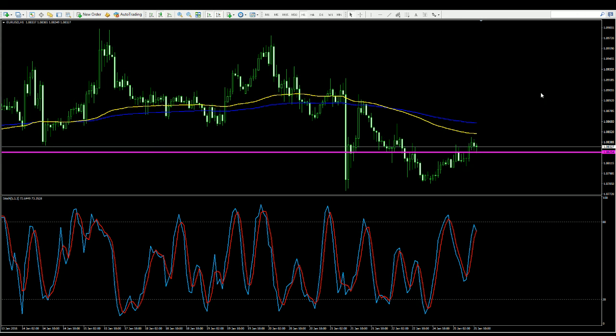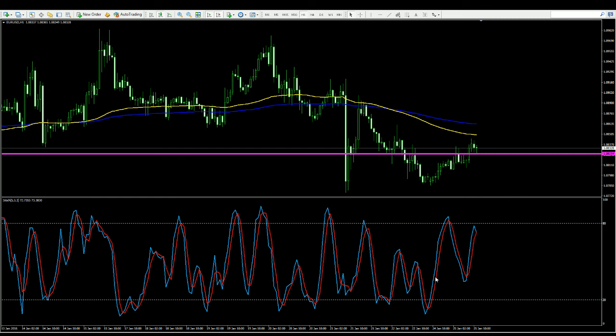So any other questions about stochastic? That's basically it about stochastic. You don't need to know that much more. I used to get all confused about these two lines, which one is the K and which one is the D, and how they cross each other, and to be honest, I don't pay attention to those. I just care about overbought, oversold positions.